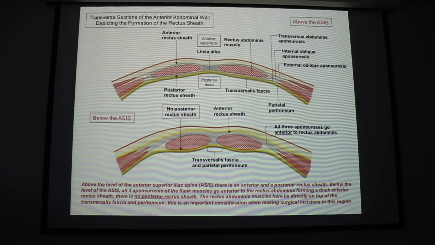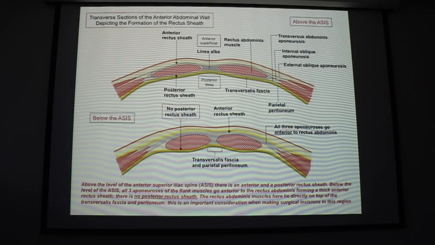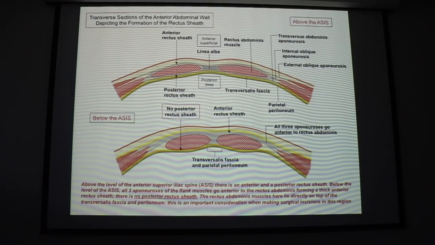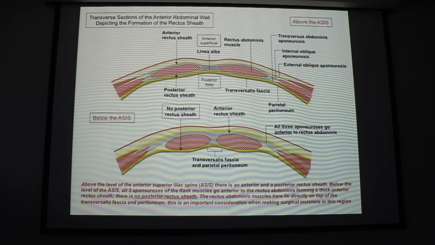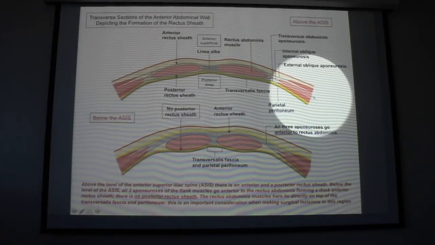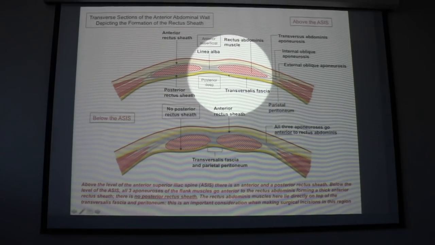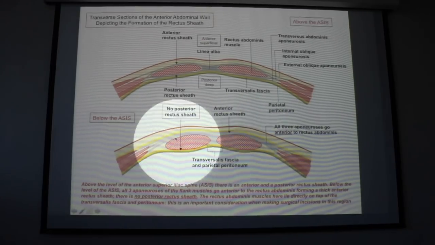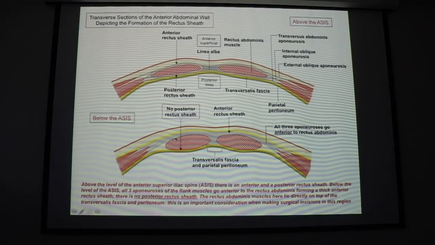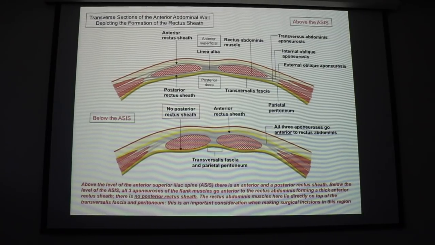You said above the anterior superior iliac spine that the transversus abdominis goes to the back of the rectus abdominis. But below the anterior superior iliac spine, it just goes up front. Everything goes in front. Nothing goes behind. See, my dear, this is my transversus abdominis muscle, and you can see it goes behind. And here they all go in front. No one is coming behind. So the transversus abdominis does not go in front above the anterior superior iliac spine. No.